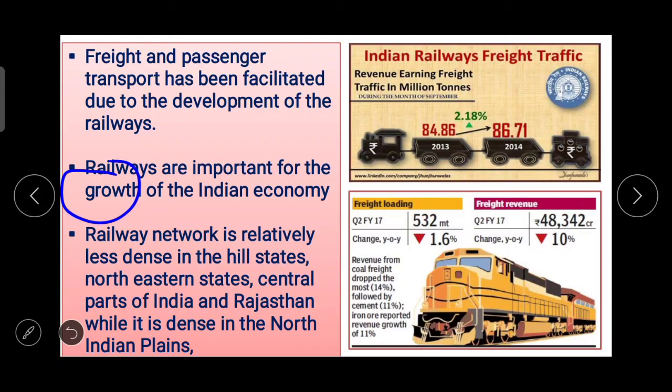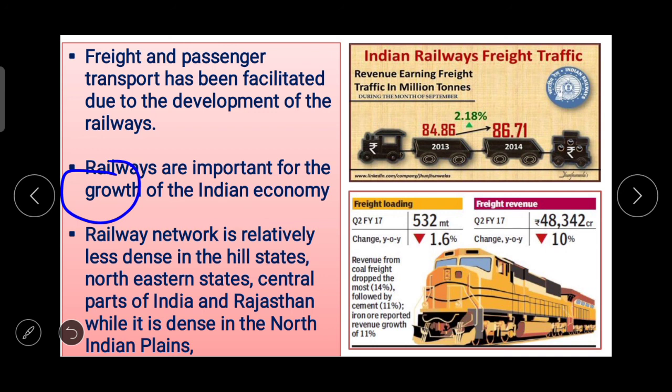Next, here you can see railways are important for the growth of Indian economy. Railway network is relatively less dense in the hill states, northeastern states, central parts of India and Rajasthan, while it is dense in the North Indian plains. Railways are very important for a vast country where distances are large. So, whenever we are talking about a country like India, where one place to another is very far, very long, at such times travelling by railway is very easy and also it is cheaper than the other ways.